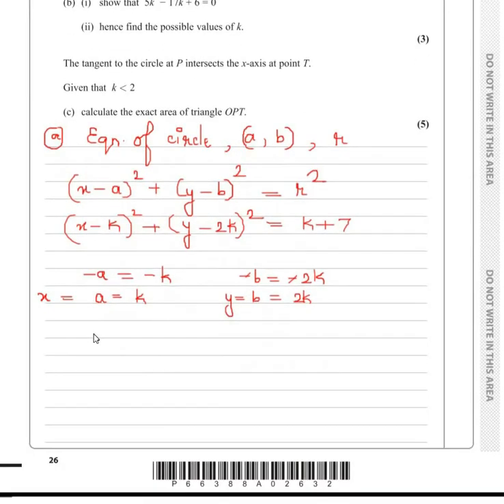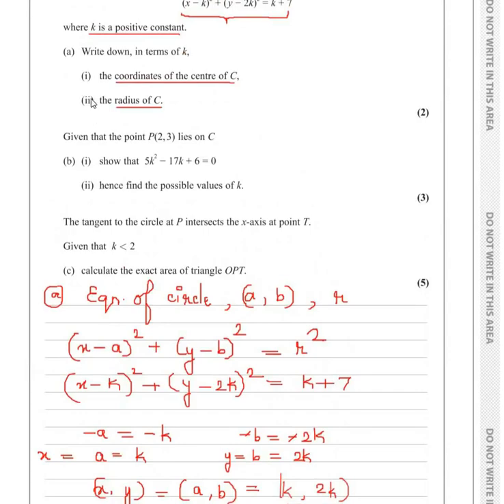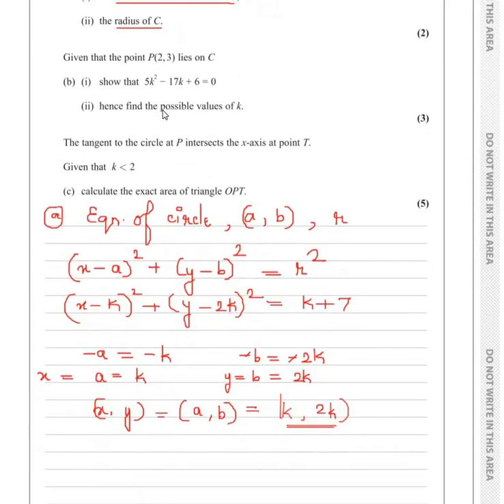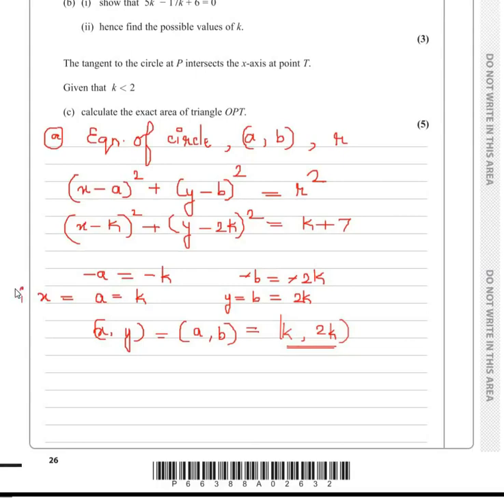So the center is going to be x comma y, or you can write it as a comma b, which is equal to a comma b, where a we got as k and b we got as 2k. So we have got the center. The second part which we are asked here is the radius of C. So this is the first part of A.